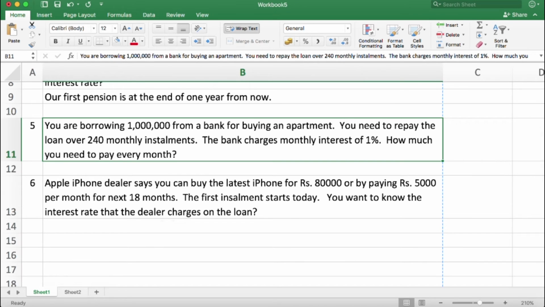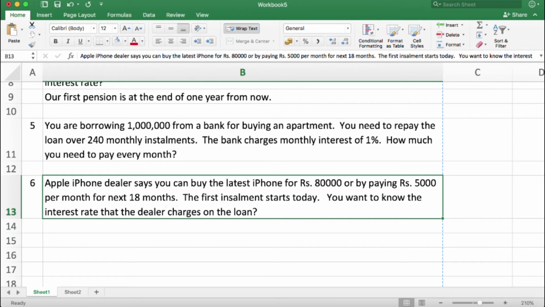One more function called the rate function. Let's take this as an example. An Apple iPhone dealer says you can buy the latest iPhone for 80,000 rupees by paying cash today or by paying 5,000 rupees per month for the next 18 months. The first installment starts today. You want to know what interest rate the dealer is charging on this loan of 80,000.